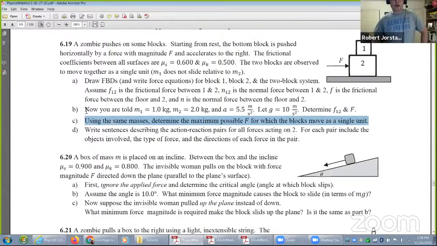So at this point, I guarantee you could plug in the numbers and get part B based off what you've told me. So now let's say we did the same masses, and I want you to determine the maximum possible F for which the blocks move as a single unit. Would the free body diagrams change? Yes or no? No.